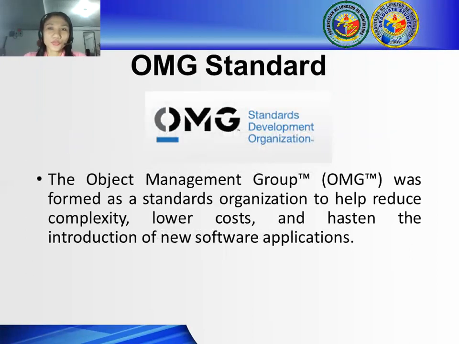The Object Management Group was formed as a standard organization to help reduce complexity, lower cost, and hasten the introduction of new software applications. One of the major initiatives through which the OMG is accomplishing this goal is by the promotion of model-driven architecture as an architectural framework for software development. This framework is built around a number of detailed OMG specifications, which are widely used by the development community.